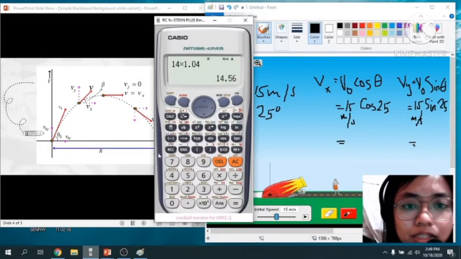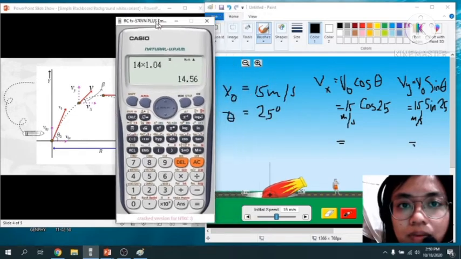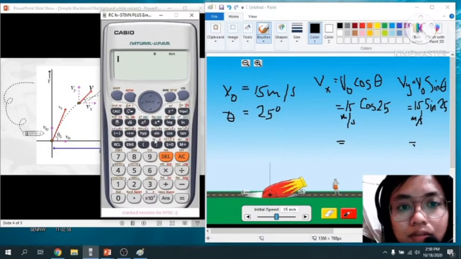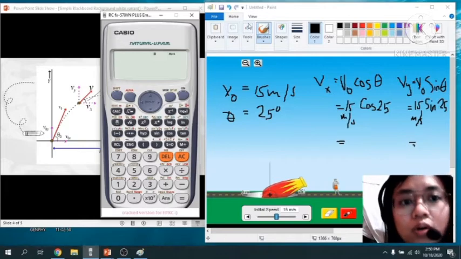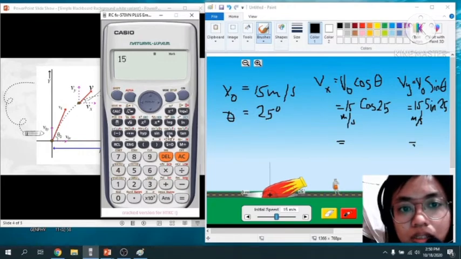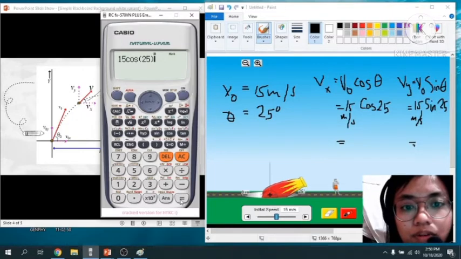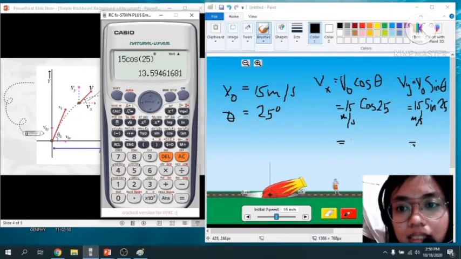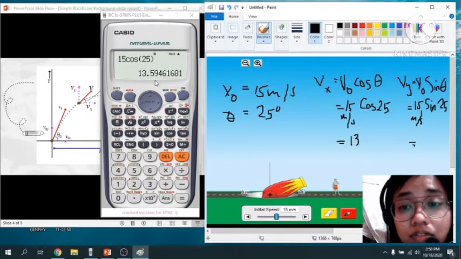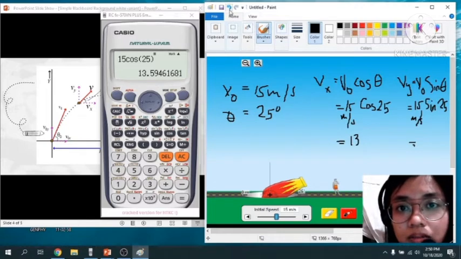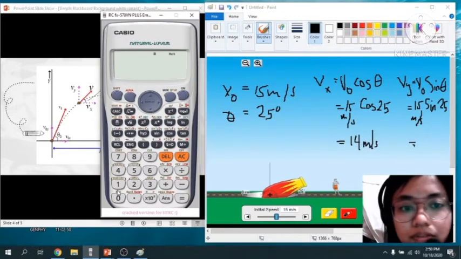With the help of a scientific calculator, it's very easy, because in a scientific calculator we have sine, cosine, and tan. So how are we going to use this? Just type the 15, then cosine 25, then equal. You will get 13.59. Let's take two significant figures, which is 14 meters per second.